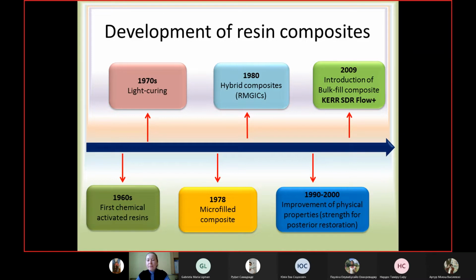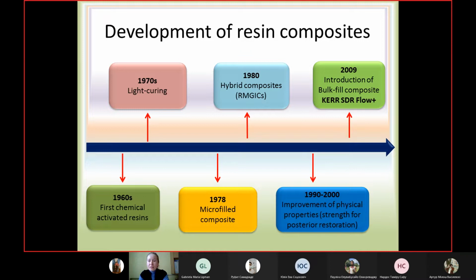I want to say that the previous materials, what I was talking about before, were packable or condensable. The main idea of using them is incremental placement, but it is time consuming, and due to this time consuming procedure, bulk fill composites were developed that can be placed in increments of 5 millimeters and appropriately cured. So it saves time for the dentist and makes the work effective. In detail, I will talk about it during this lecture as well. This is just to show you how everything starts.